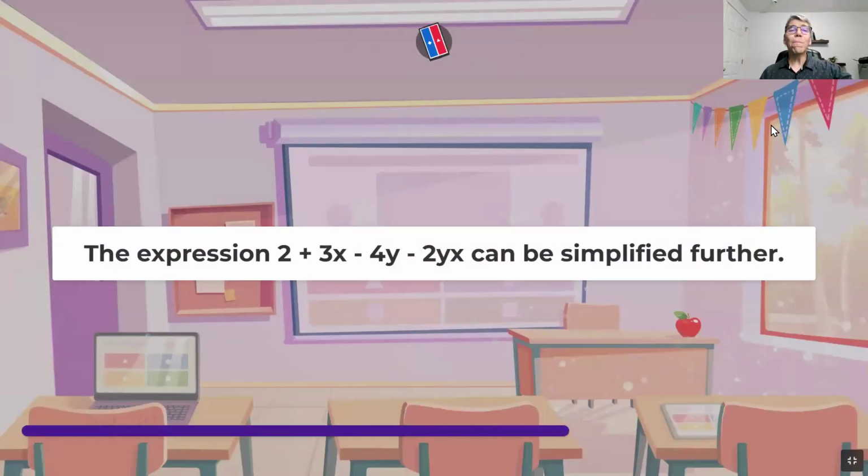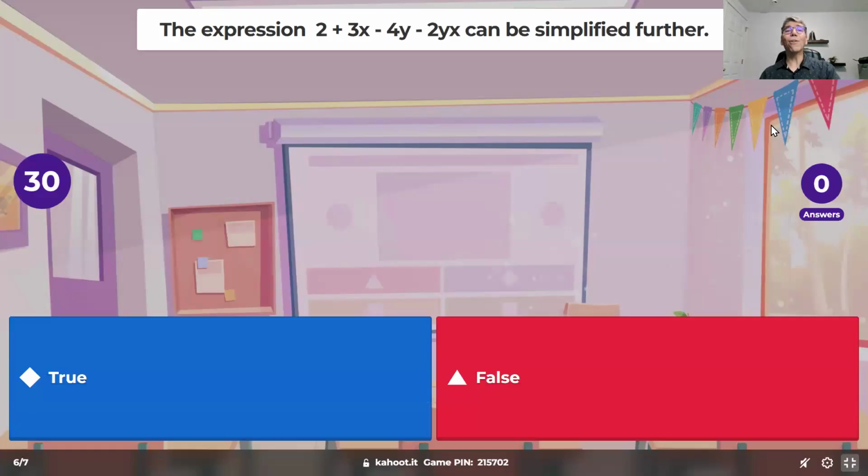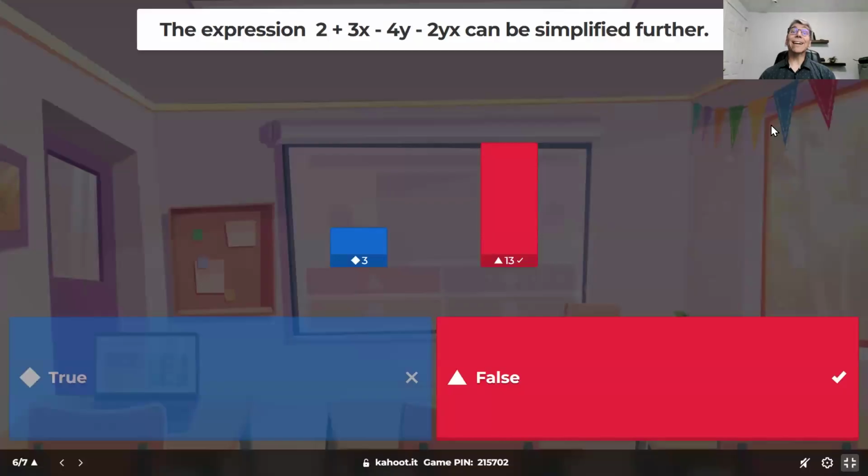The expression 2 plus 3x minus 4y minus 2yx can be simplified further. Okay. Can we simplify this more? That's right. No, you cannot. Why can't you simplify this further? Okay. Kyron?